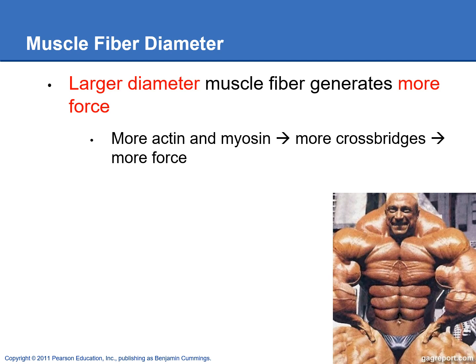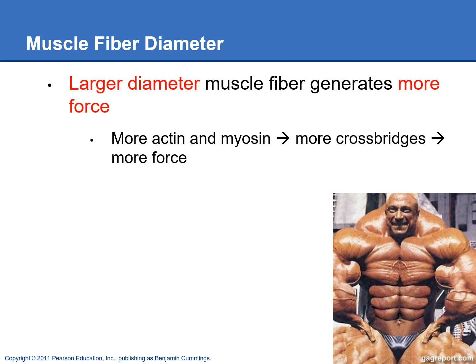Okay, another thing that can affect how much force an individual muscle cell can produce is the diameter of that muscle fiber. So the larger the diameter of the muscle fiber, the more force it can produce. If you have a larger diameter muscle fiber, the more actin and myosin is packed in there.